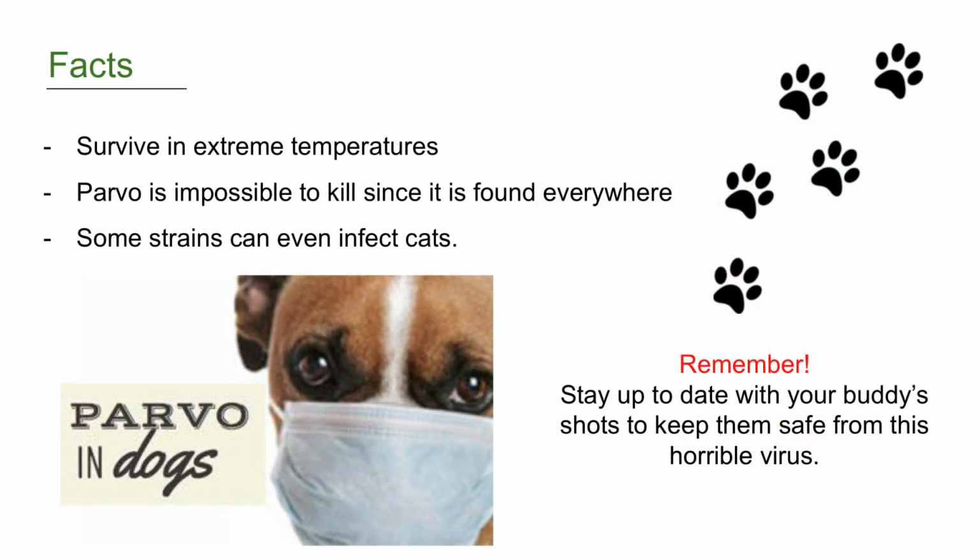Here are some facts about parvovirus. It can survive in extreme temperatures, no matter how hot or how cold, which makes it impossible to kill since it is found everywhere. Some strains can even infect cats.